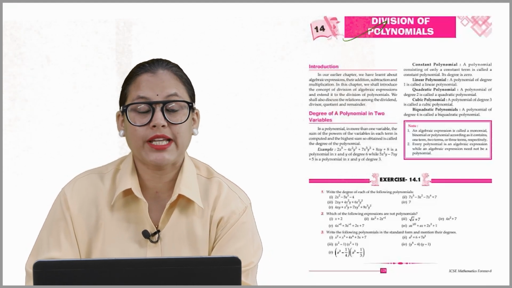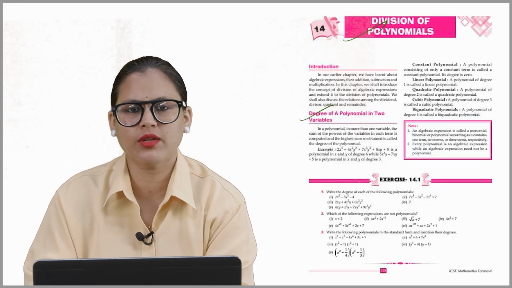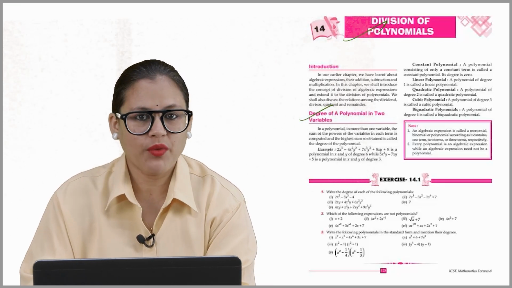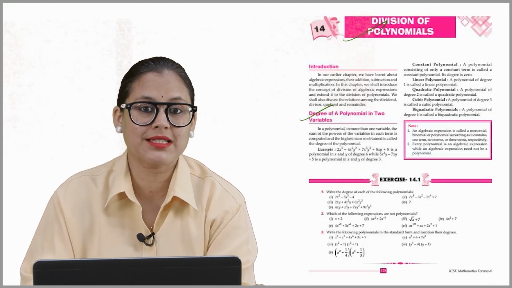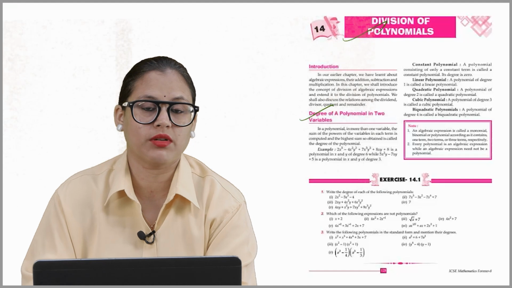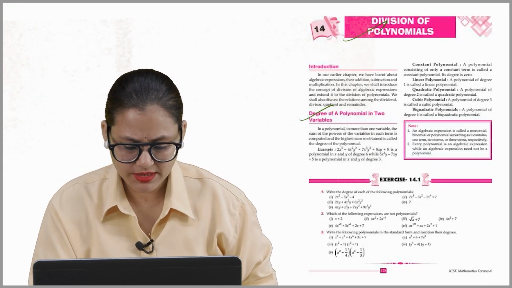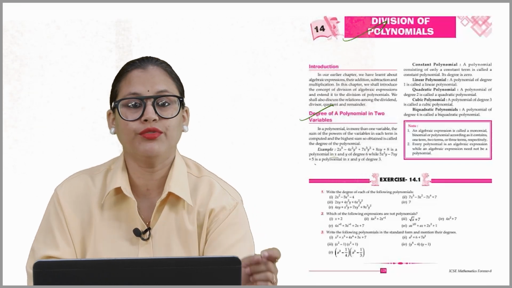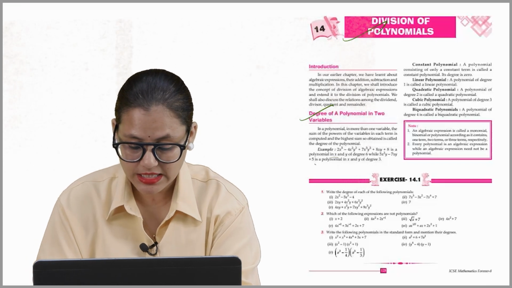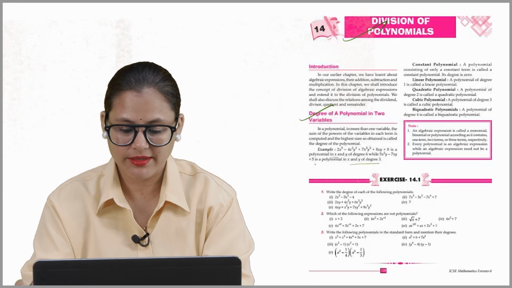Degree of a polynomial in two variables. In a polynomial in more than one variable, the sum of the powers of the variables in each term is computed, and the highest sum obtained is called the degree of the polynomial. For example, in this expression, the polynomial in x and y is of degree 6, while in this expression, the polynomial in x and y is of degree 3, as you can see.